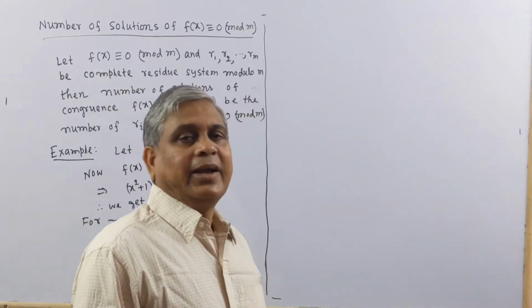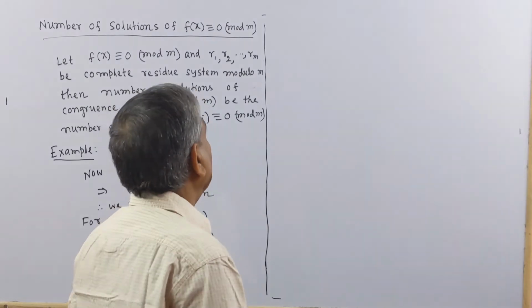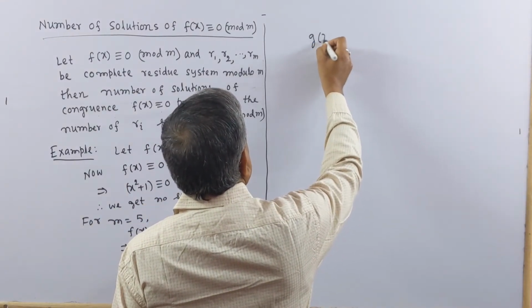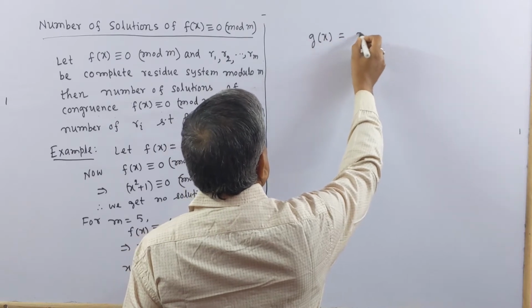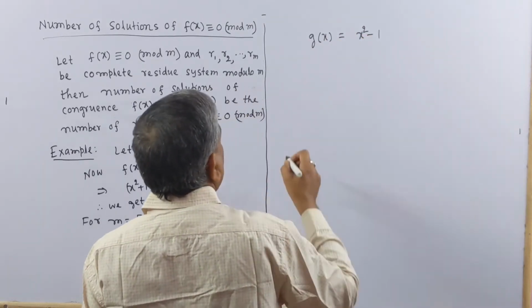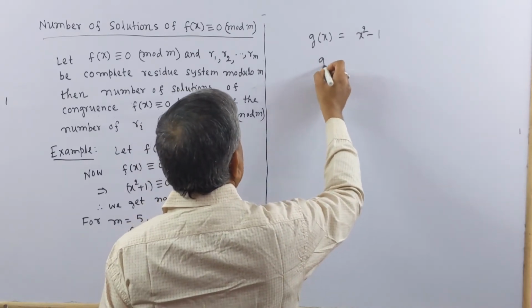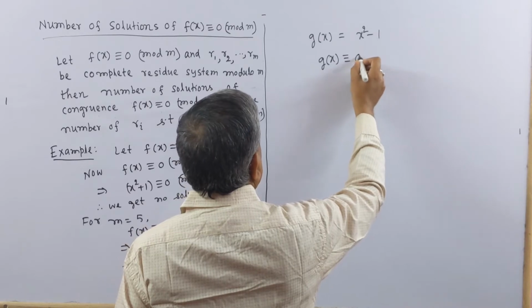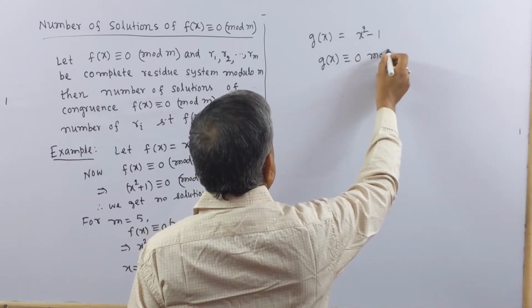Now we take another example. Let g(x) equal to x square minus 1 and the congruence g(x) congruent to 0 modulo 8.